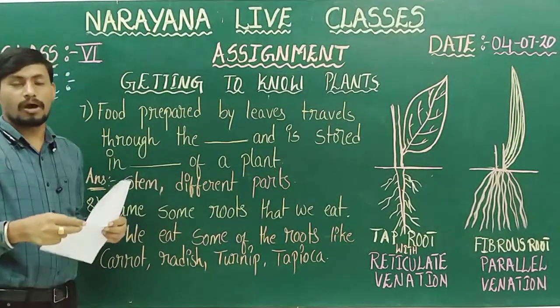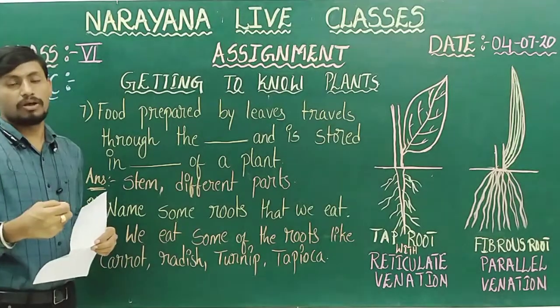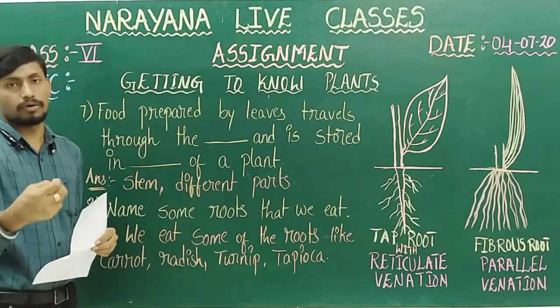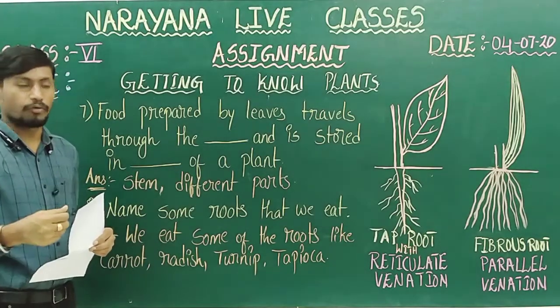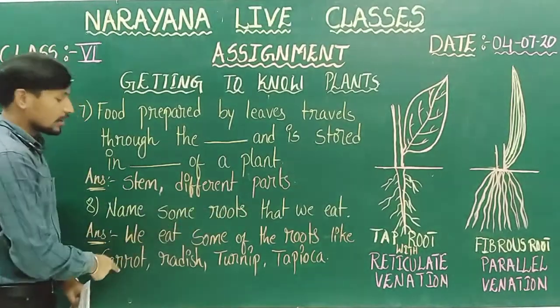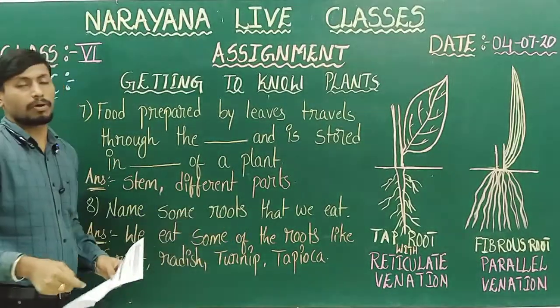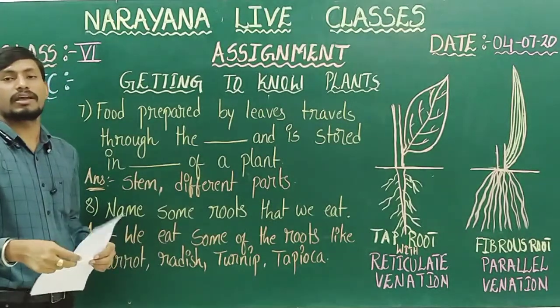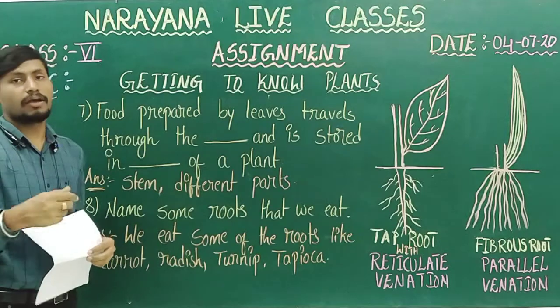Apart from normal fruits and other things, we also eat roots. The roots which store food, we take as food. So we eat some roots like carrot, radish, turnip and tapioca. These are the roots which we take as vegetables or raw veggies as food.